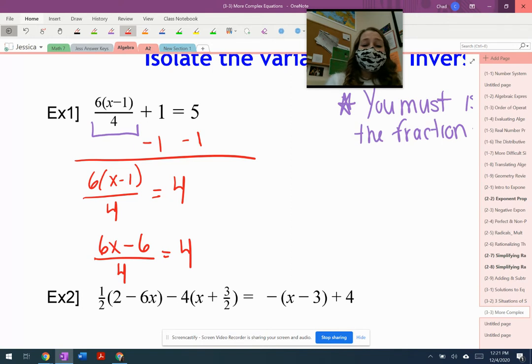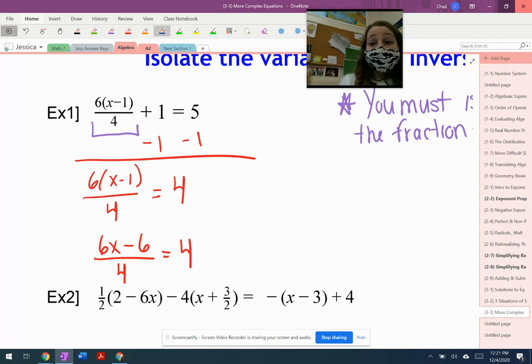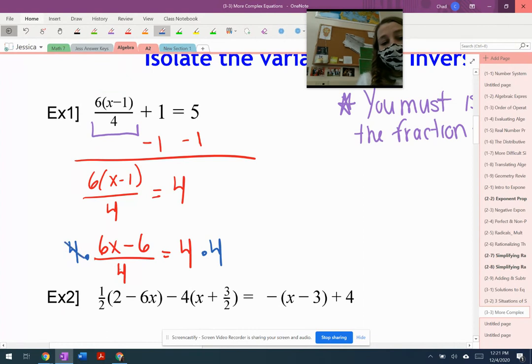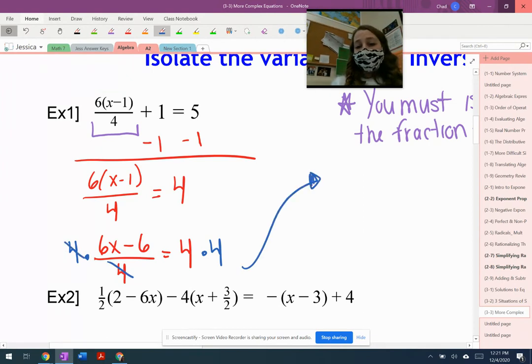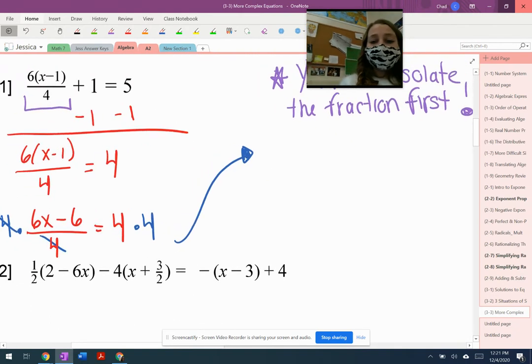So now, before I can add 6 to both sides, I can't touch those pieces until I get rid of that denominator of 4. In order to get rid of the denominator of 4, well, the 6x minus 6 is being divided by 4. The opposite of division is multiplication. So we're going to multiply both of these sides by 4. These guys cancel out, hence the whole purpose of that. And we're going to bring this next step up here with this arrow.